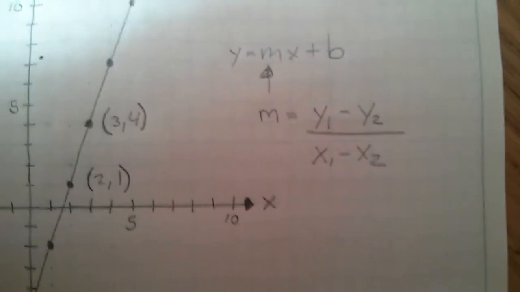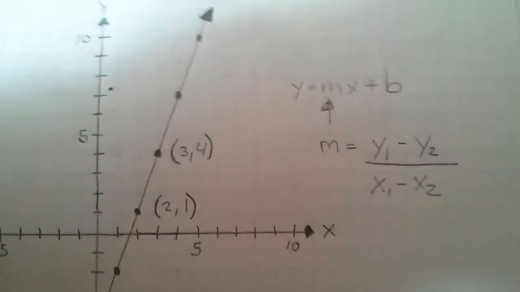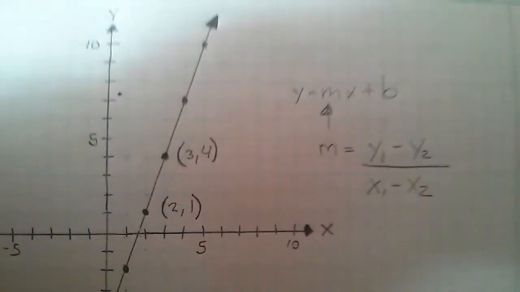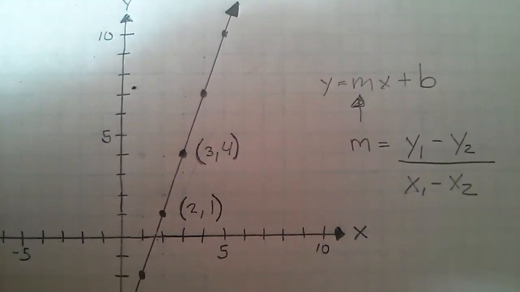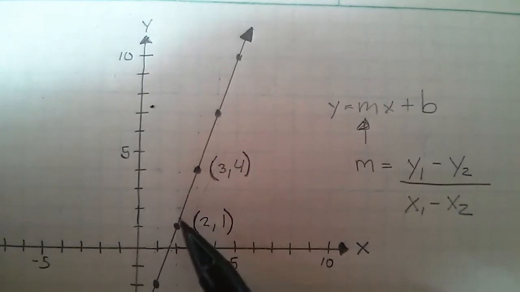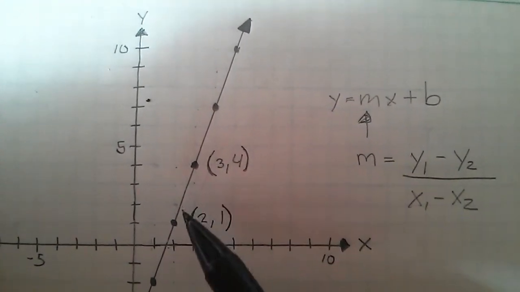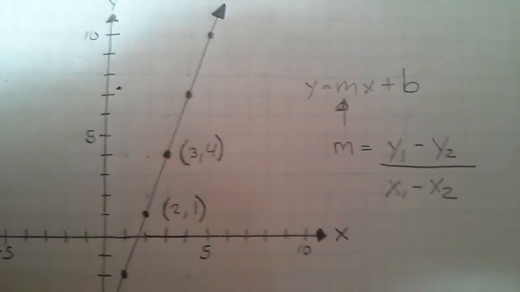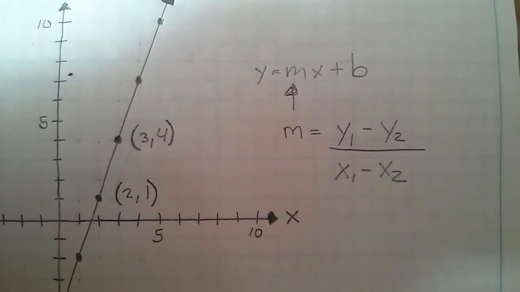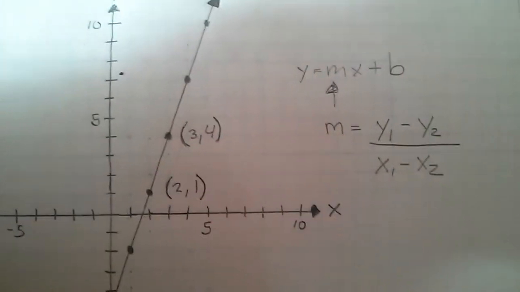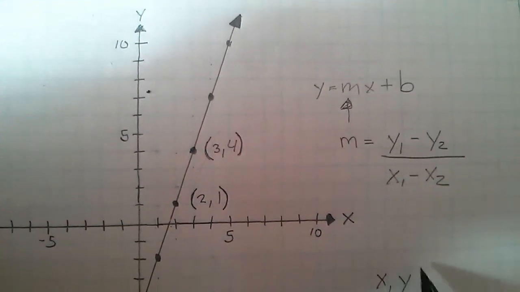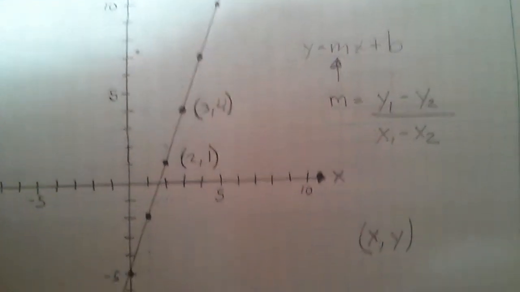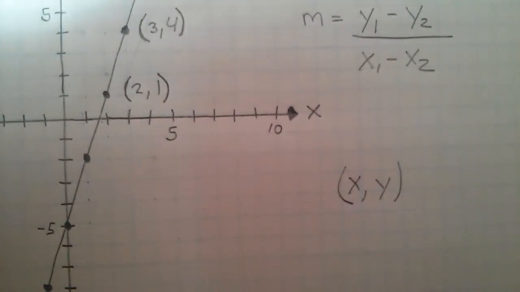So what we have to do is determine 2 points on that line. And with any 2 points, we can determine a slope. Because if we have 2 points, we can figure out the difference between those 2 points, and that's what the slope is. And we need to remember when we have an ordered pair, it's always in this form, x, y. So x is always first, y is always second.